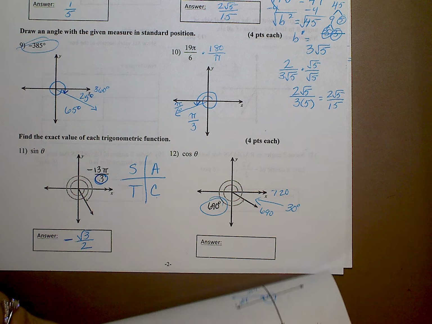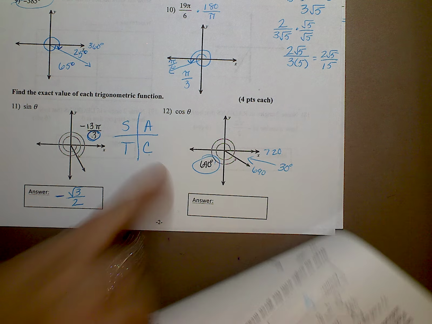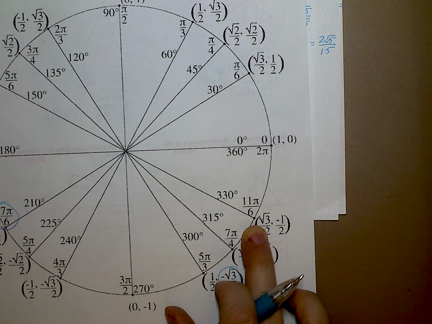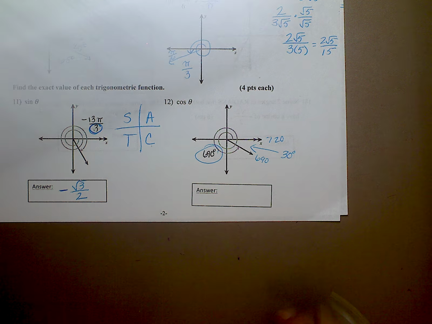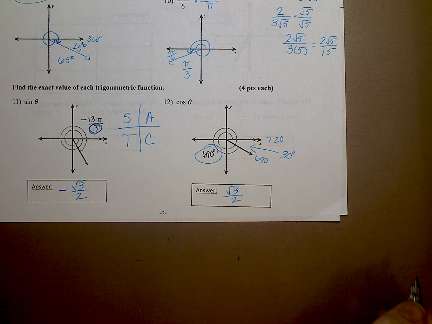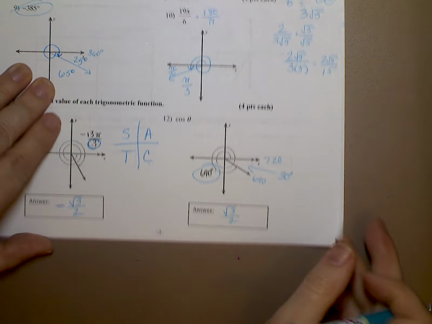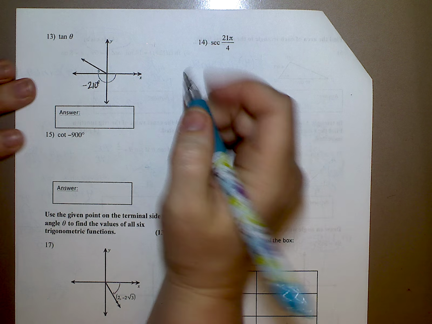Cosine is positive in that quadrant, so my answer is going to be positive. And if I look at that angle that it's coterminal with, the cosine value, or the x value, is radical 3 over 2. So this answer is positive radical 3 over 2. Questions there? Okay, let's go ahead and finish off this section first, and then I'll stop the video and make another one.